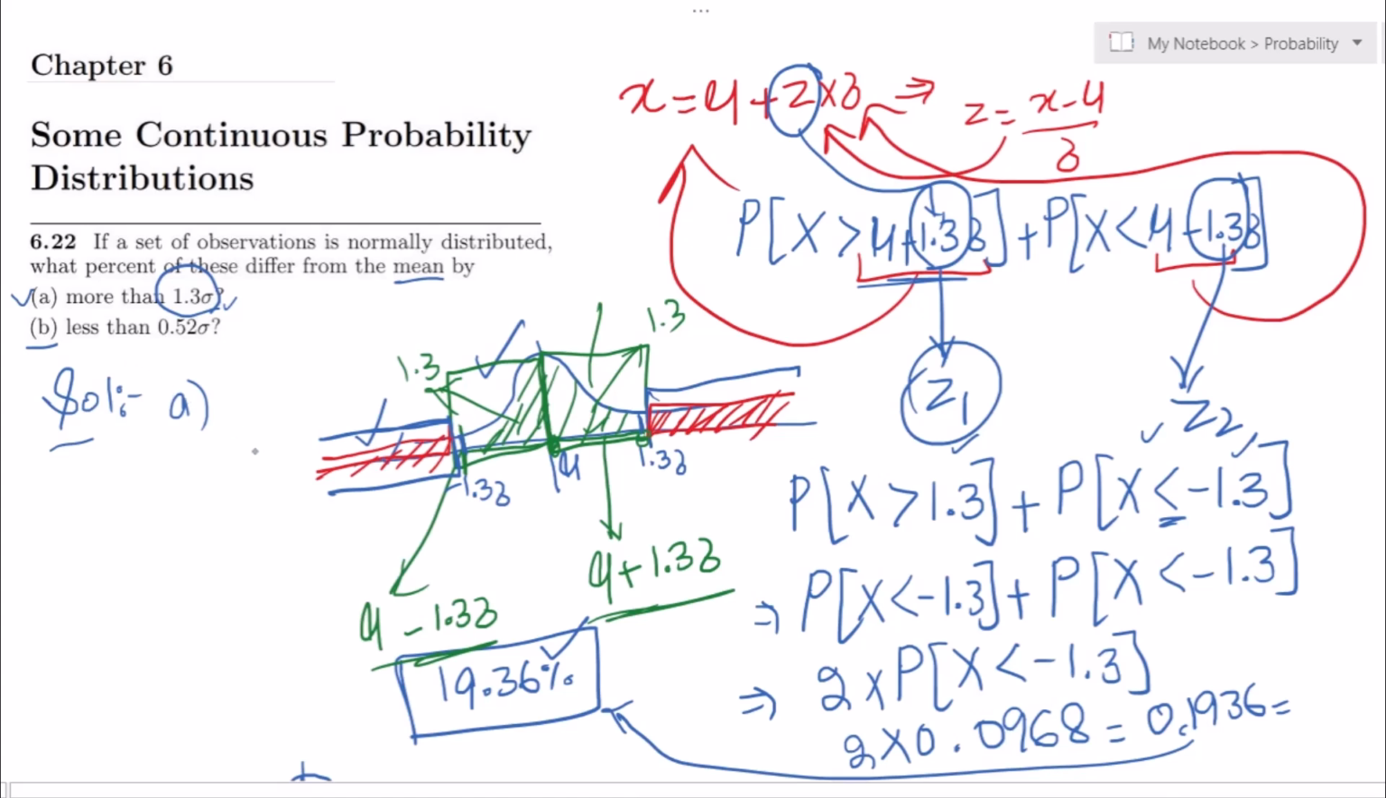Okay, so you have seen how we have solved it and what are the intentions behind these types of questions.